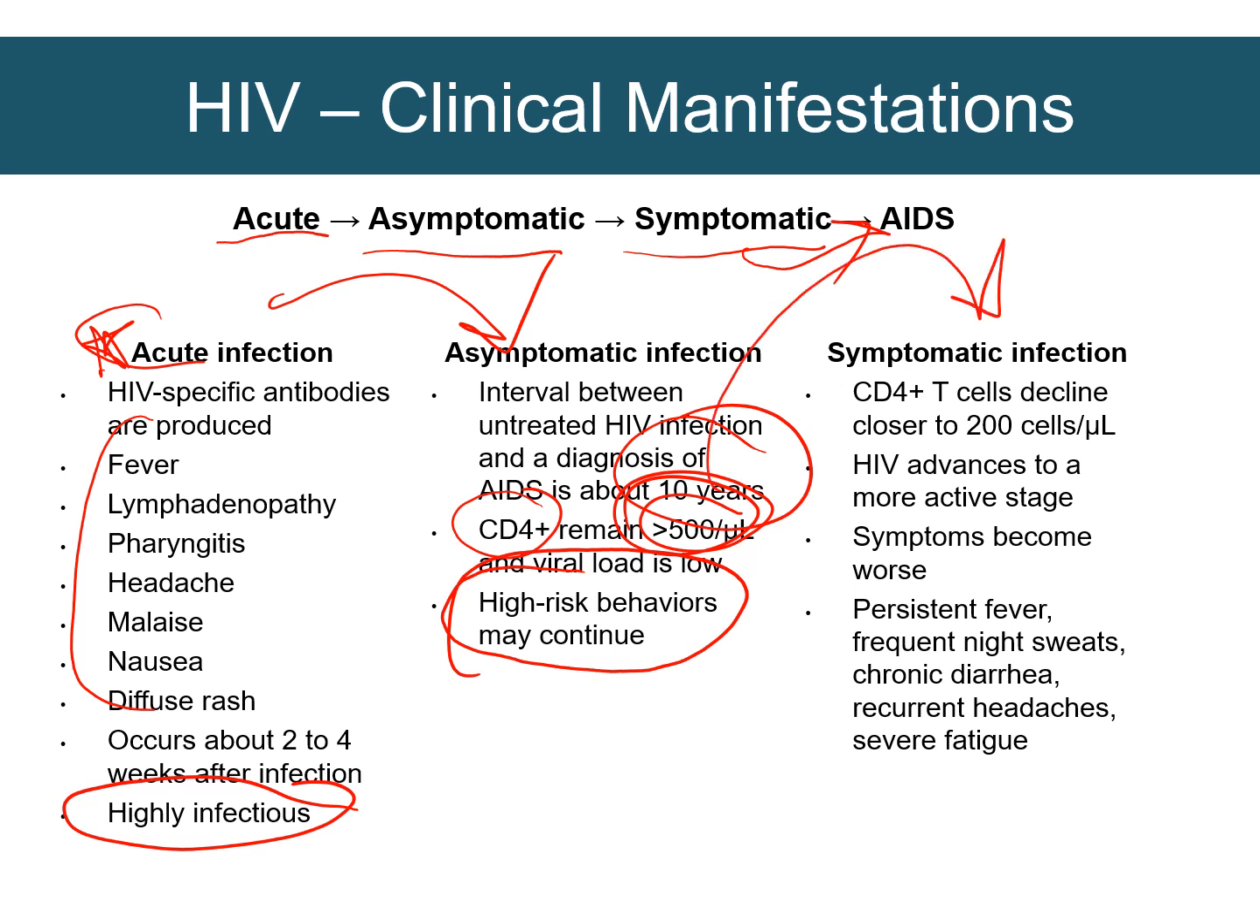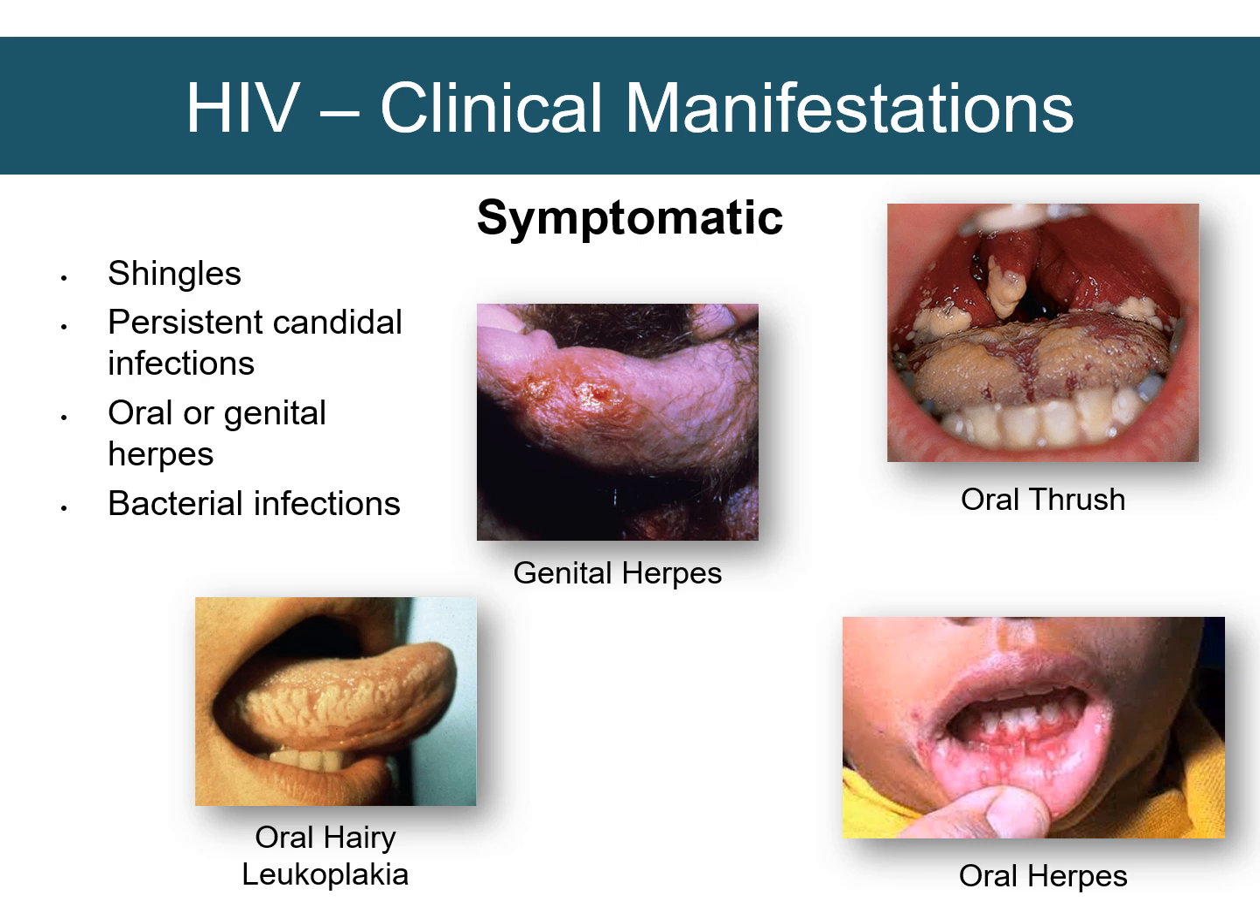Then we come to this part, symptomatic infection. This is when their CD4 plus count is going to go lower than 200, and this is an advanced stage. Symptoms are going to become worse. Now they're going to have fever, night sweats, chronic diarrhea, recurrent headaches, and severe fatigue. So here are some things that can manifest: shingles, candidal infections, that's like oral thrush, genital herpes, bacterial infections. All of these things that we normally don't see that often are going to become very common in HIV patients.